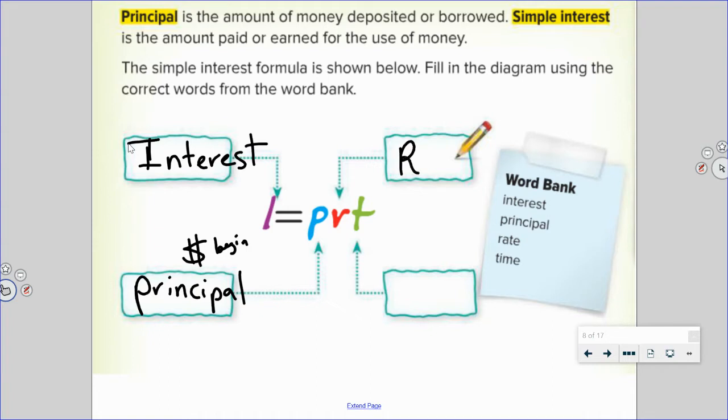The R is the rate. But what's important about the rate is you're going to change the percentage to a decimal. More on that later. The T is time. And I will also give you a little sneak peek. The time is almost always, at least for simple interest, calculated in years. But let's talk a little more about that, shall we?